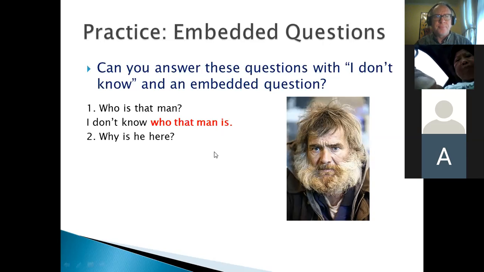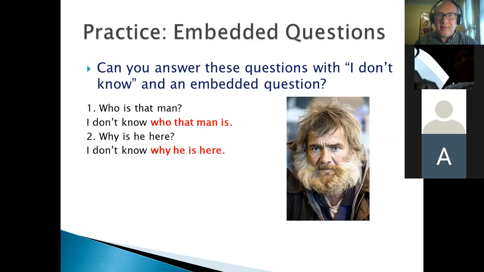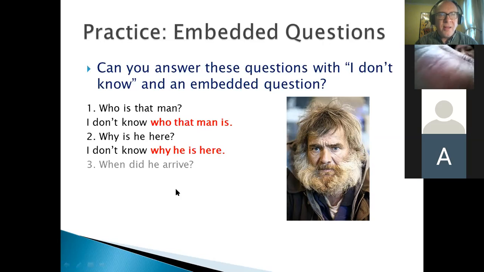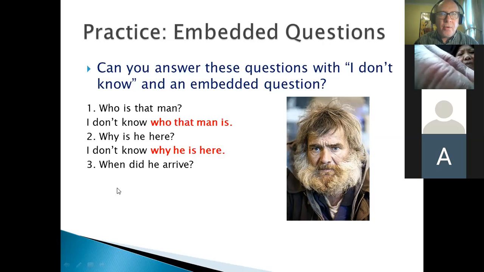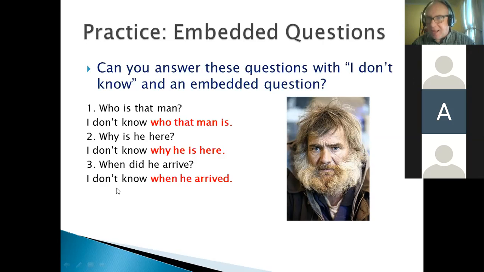Why is he here? I don't know why he is here. Again, connector, subject, verb. All right. When did he arrive? I don't know when he arrived. Again, what did we say about did? Out, right? We gotta throw did out. So I don't know when he arrived.